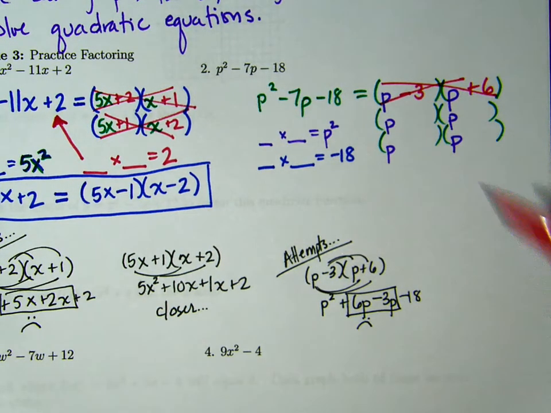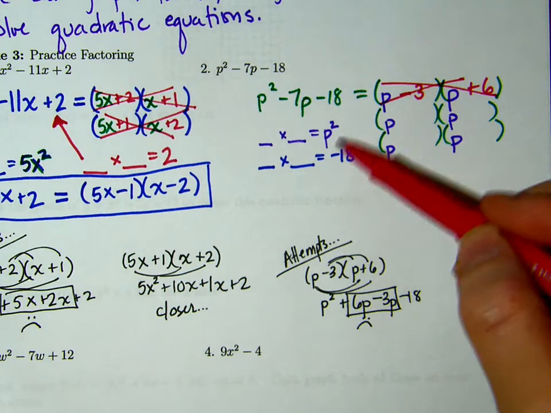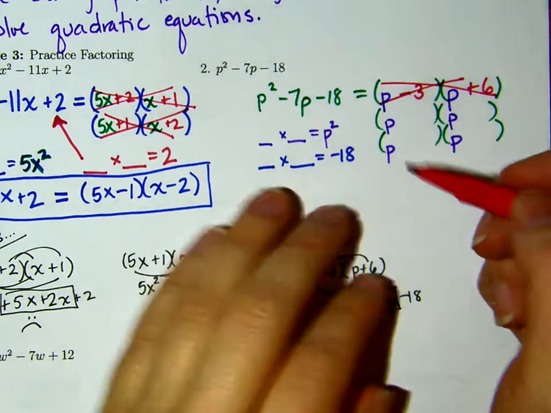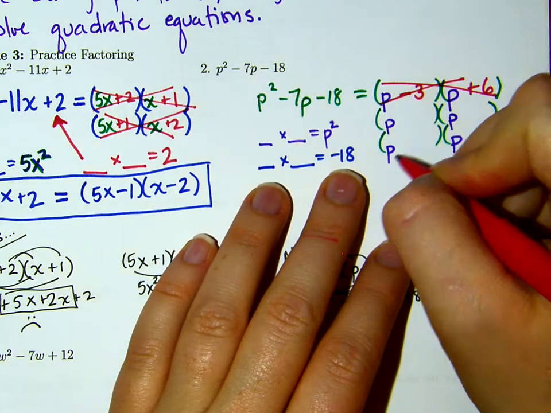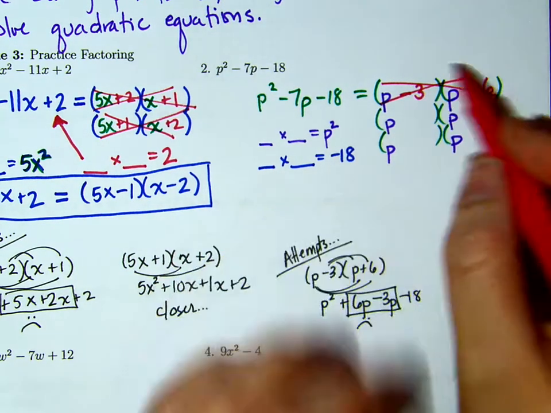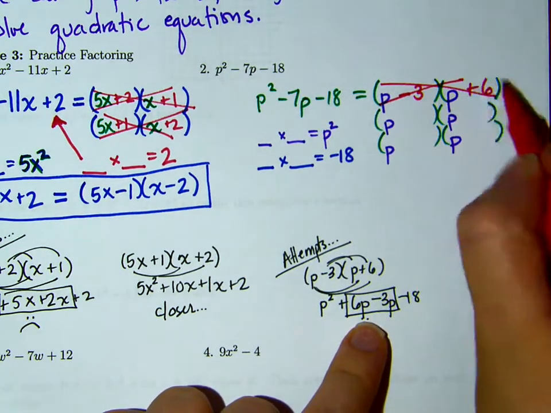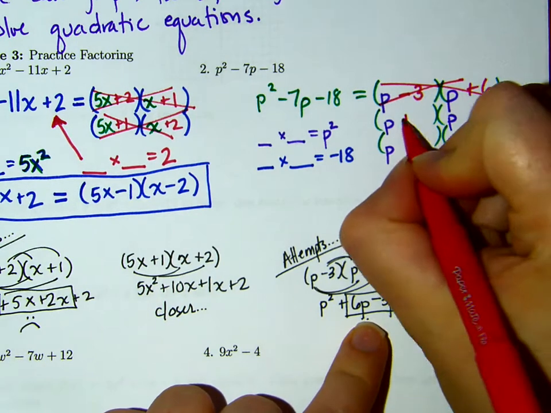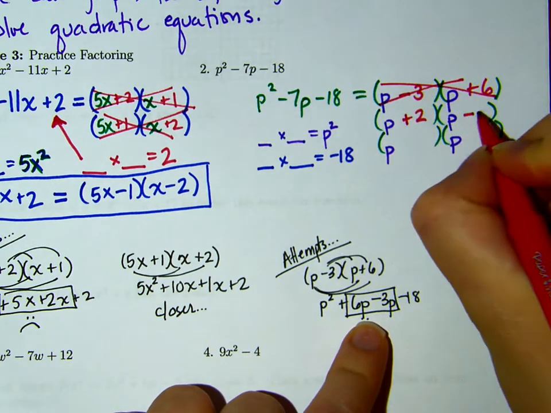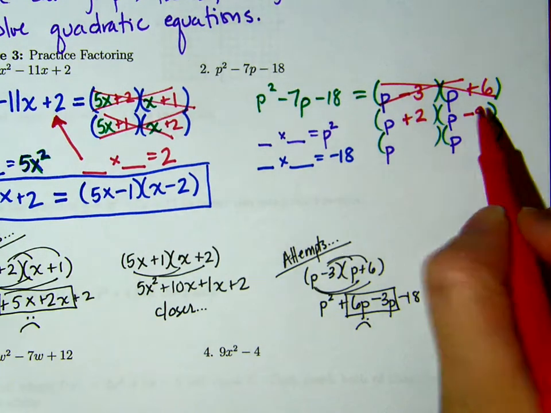Okay. Well, I also know that 2 times 9 is negative 18. So what if I went... this one was on the positive side instead of the negative side, and I had more positive than negative. So what if I go plus 2 minus 9? Because then there's less on the positive and more on the negative.